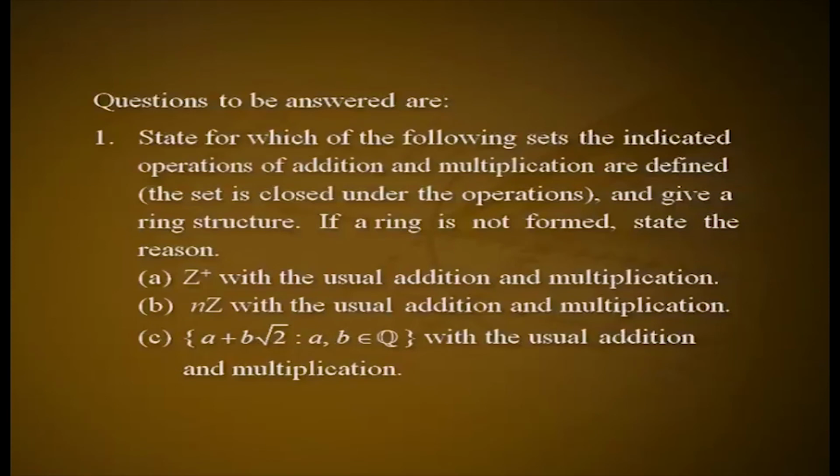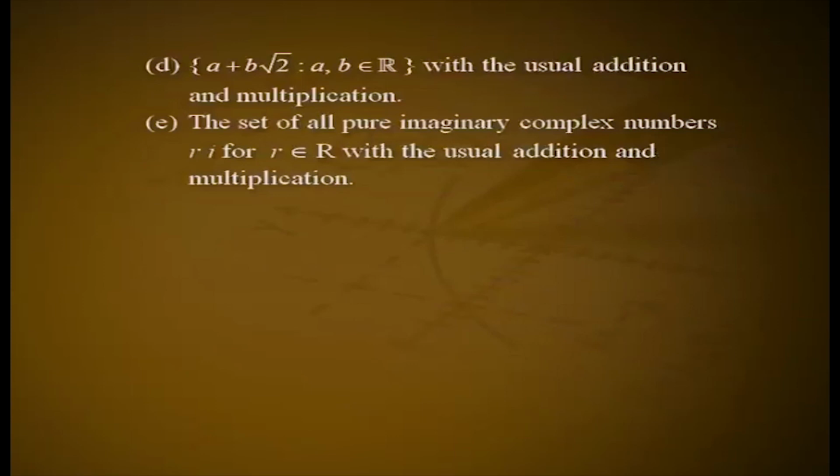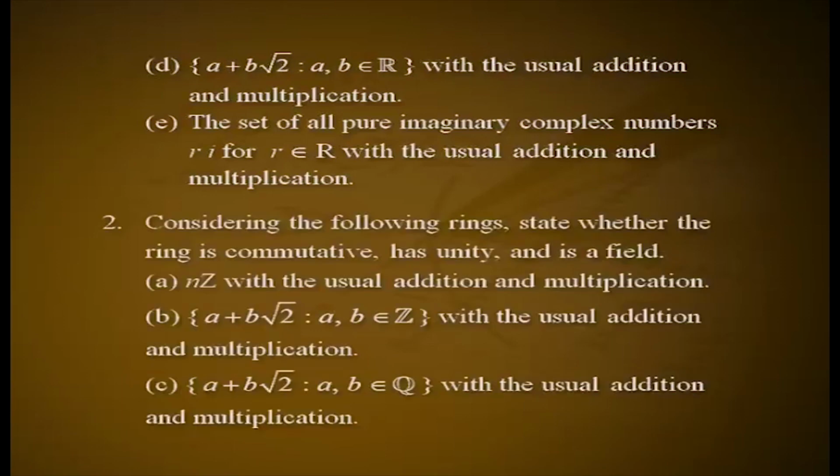Before we attend the next session, please try to answer the following questions. 1. State for which of the following sets the indicated operations of addition and multiplication are defined, the set is closed under the operations and gives a ring structure. If a ring is not formed, state the reason. A. The set with the usual addition and multiplication. B. The set N with the usual addition and multiplication. C. The set {a + b√2 : a, b belong to Q} with the usual addition and multiplication. D. The set {a + b√2 : a, b belong to R} with the usual addition and multiplication. E. The set of all pure imaginary complex numbers ri for r belonging to R with the usual addition and multiplication. 2. Considering the following rings, state whether the ring is commutative, has unity and is a field.